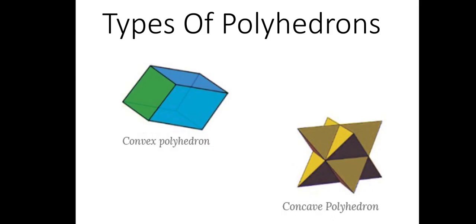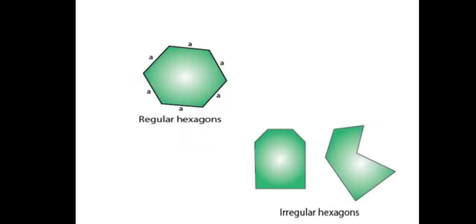After that, we have studied about regular polyhedron and irregular polyhedron. These are the two examples of regular polyhedron and irregular polyhedron respectively. First one is regular polyhedron, that is a regular hexagon. This is an example of regular polyhedron. Second one is an example of irregular polyhedron. So first see, what do you mean by a regular polyhedron? Polyhedrons that are made up of regular polygons.